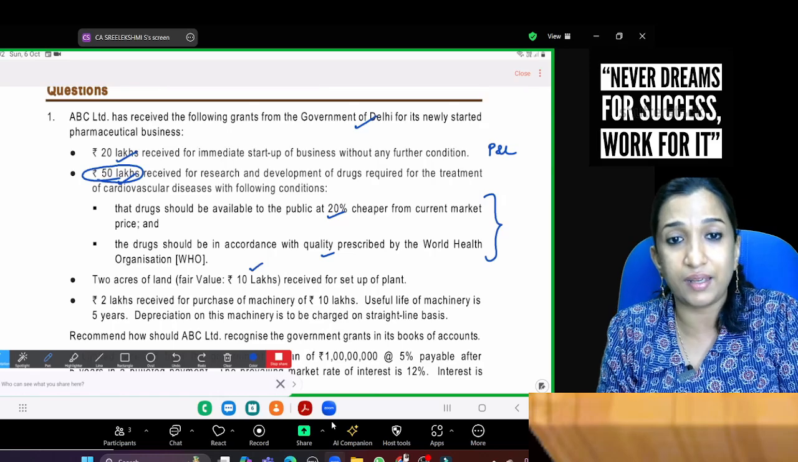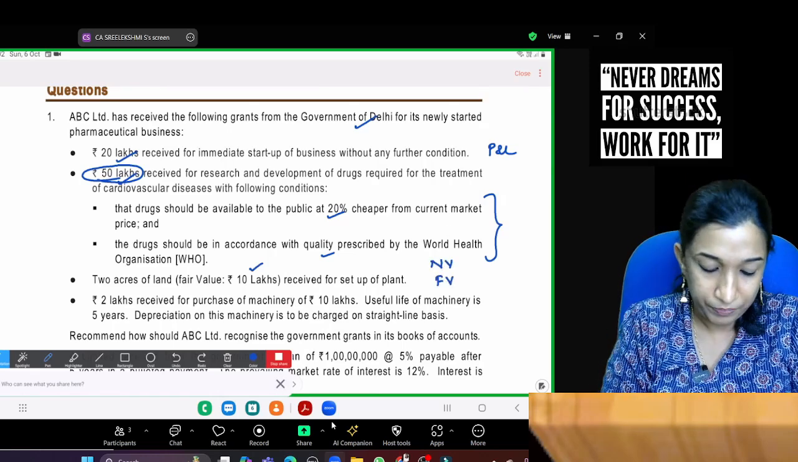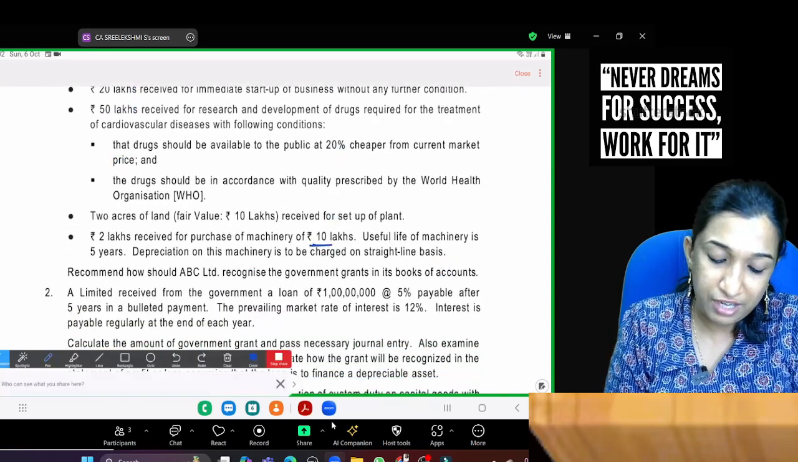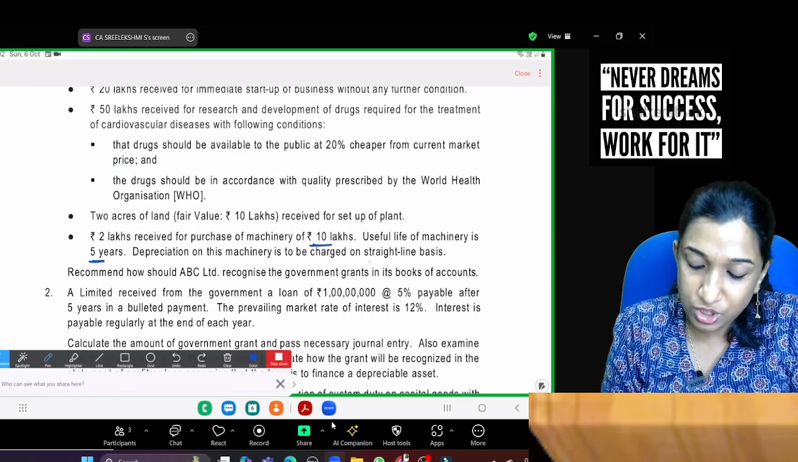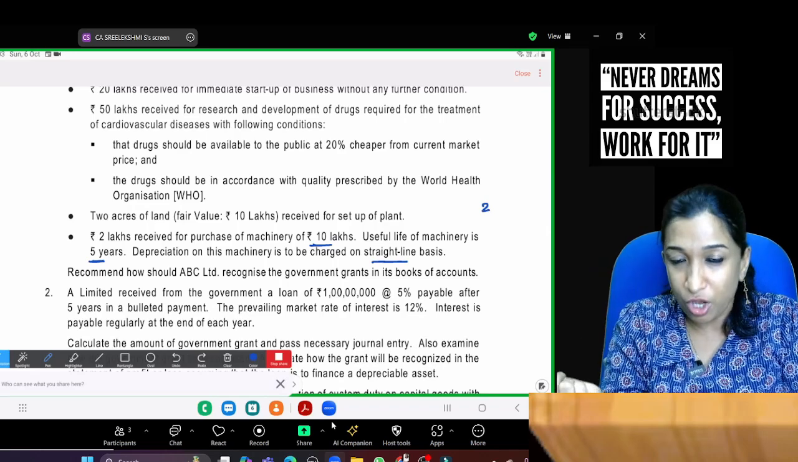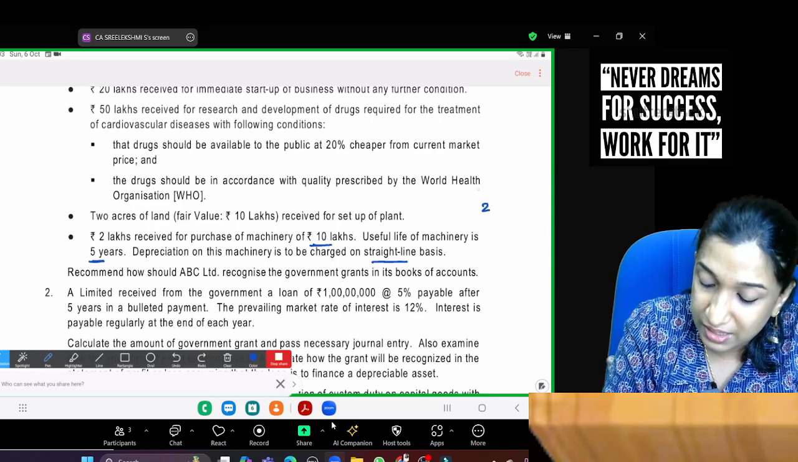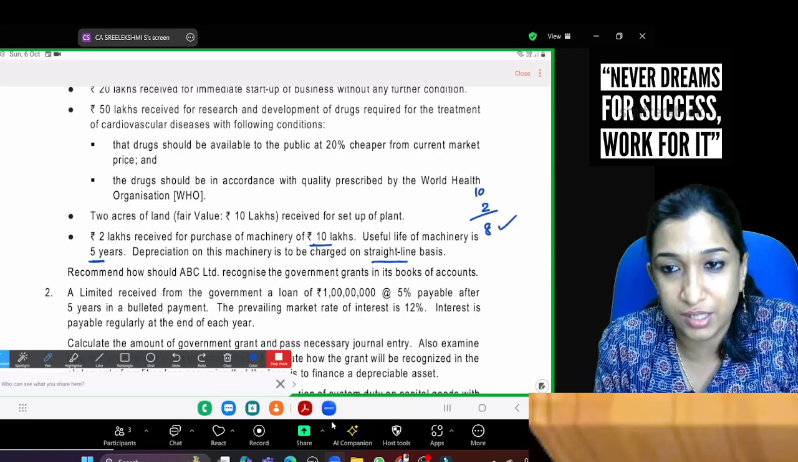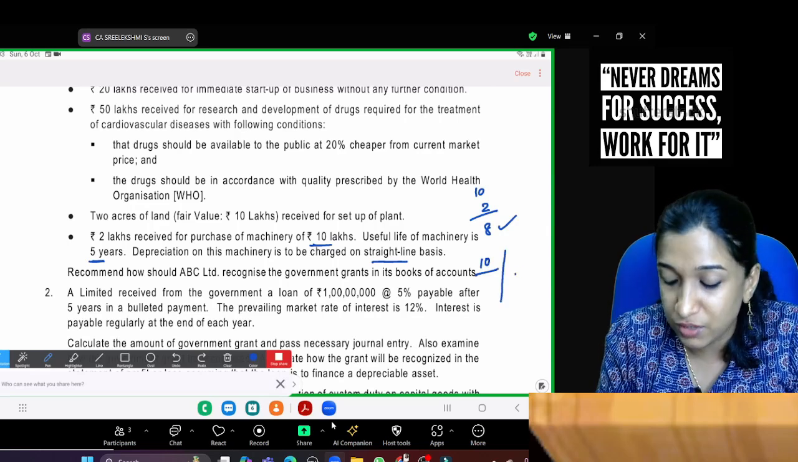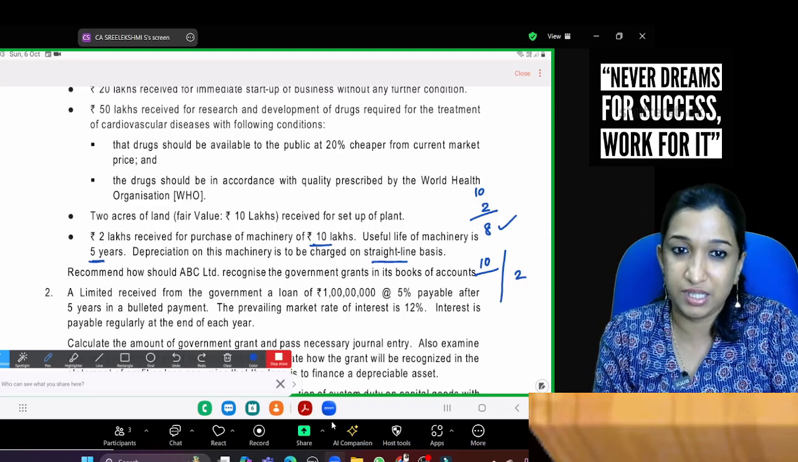So it can either be recognized at nominal value or fair value, which is at the option of the entity. 2 lakhs received for purchase of machinery of 10 lakhs. Useful life of machinery is 5 years. Depreciation is charged on straight line basis. Then 2 lakhs can either be deducted from the cost of asset, in which case only 8 lakhs will be depreciated, or 10 lakhs will be shown on the asset side. That 2 lakhs received as grant will be amortized to statement of P&L in the ratio of depreciation. Okay.